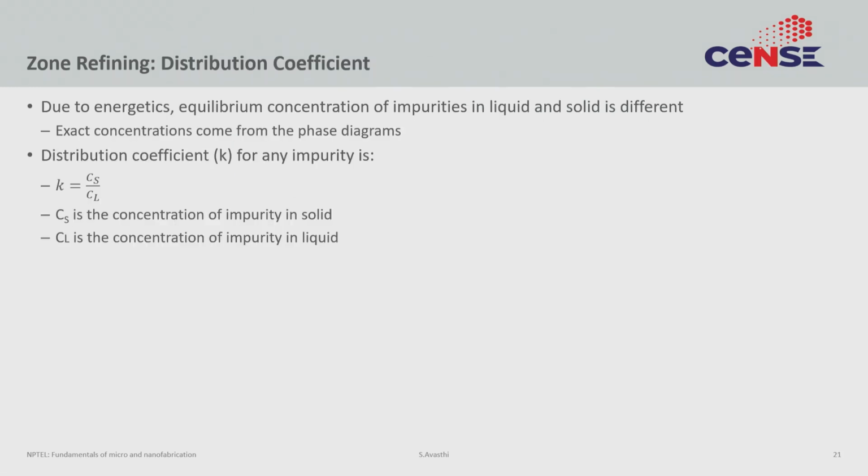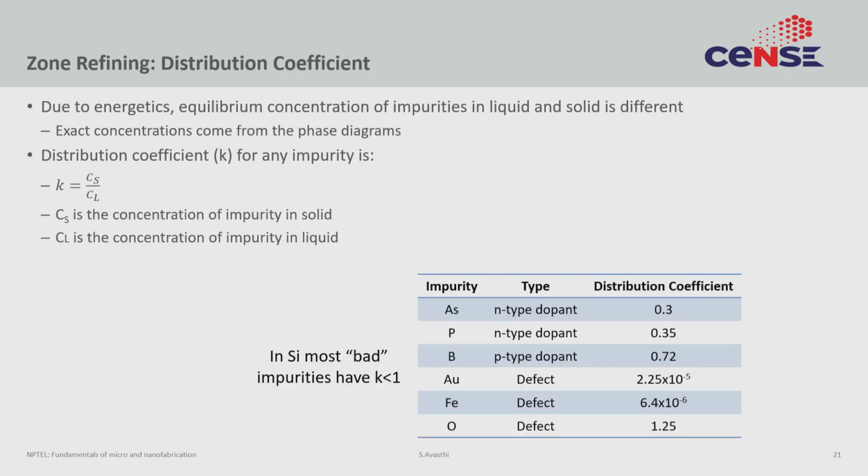Okay. Now to simplify the mathematics of this process, we can define something called the distribution coefficient. It simply is a constant that tells us that if you were to freeze a solid from a liquid, how much impurity will remain in the solid and how much impurity will remain in the liquid. So, this is the concentration in the solid Cs and the concentration in the liquid Cl. So, this K is different for each impurity. Here is an example for different impurities and their Ks.